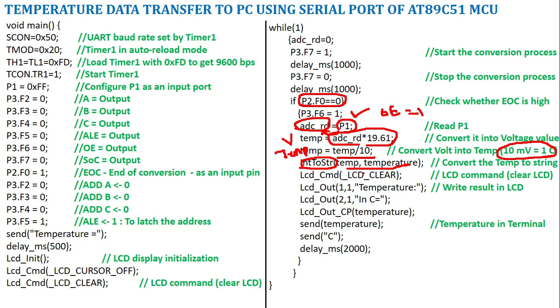And then on the LCD, I am going to display "Temperature" in the first row, first position. In the second row, first position, I am going to display "in C equal to", then the temperature, whatever the string data I get after the conversion process, so that I display it on the LCD. And also I am going to send the data to a UART terminal. After sending the temperature data, I am going to send a string C, so that it will read temperature equal to value string.